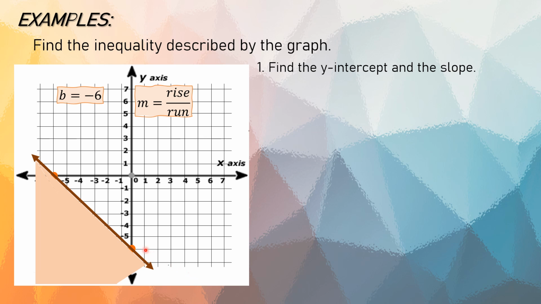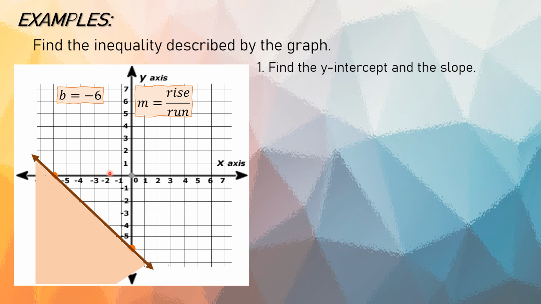Kapag sinabing rise, simula sa y-intercept pataas or pababa, and kapag sinabing run, pakanan or pakaliwa. So, simula sa -6, kailangan nating makarating dito sa -6 ng x-axis dahil dito nag-lie yung point ng ating given graph. Since nag-rise or pataas yung ating rise, positive yung value ng rise. Let us count per unit. Simula -6, 1, 2, 3, 4, 5, 6. So, ang rise natin ay positive 6.